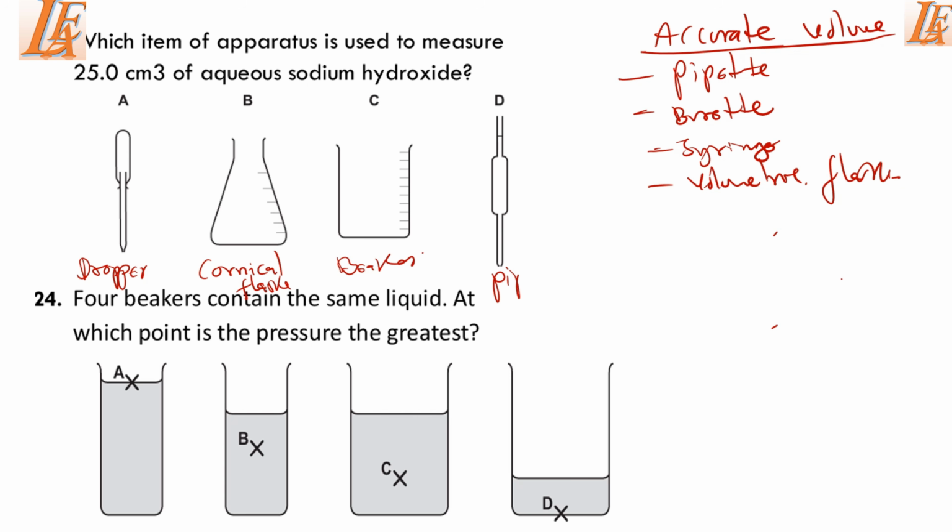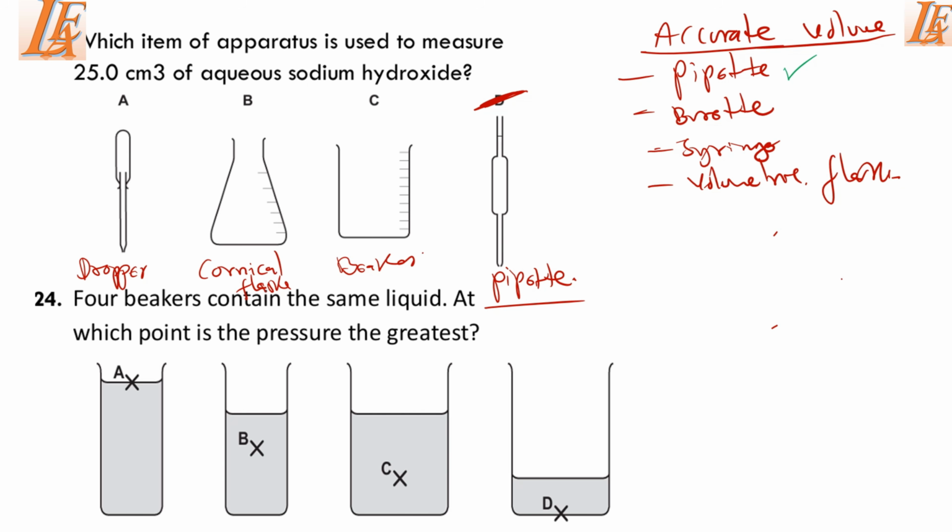These are pipettes. So you can see amongst the 4 apparatus that we've been given, one of it appears in the list of apparatus which can be used to measure accurate volumes in the lab. So in this case, the correct answer for an apparatus that can be used to measure exactly 25.0 cubic centimeters of aqueous sodium hydroxide is a pipette, and the correct answer is option D.